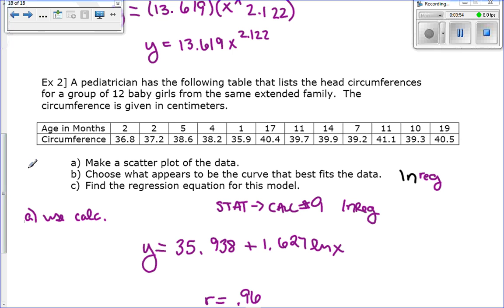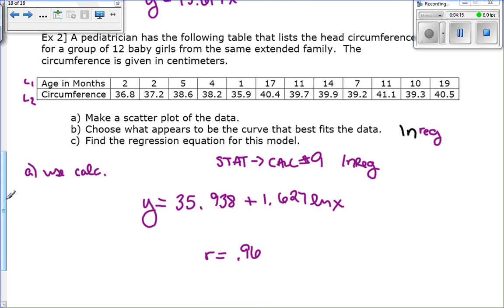In example number 2, a pediatrician has the following table that lists the head circumferences for a group of 12 baby girls from the same extended family. The circumference is given in centimeters. So we have our age in months, which is our L1, and the circumference, which is in L2. Make a scatter plot of the data, which we will do using the calculator so you can see what it looks like in class. Choose what appears to be the curve that best fits the data. This one looked like it could be a power or a logarithmic regression.